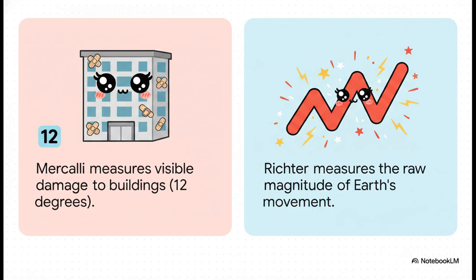The Richter scale, on the other hand, is a strictly mathematical, base 10 logarithmic scale. It measures pure magnitude, the absolute maximum amplitude of the Earth's movement. So simply put, Mercalli is about the physical damage you see, and Richter is about the raw energy released.